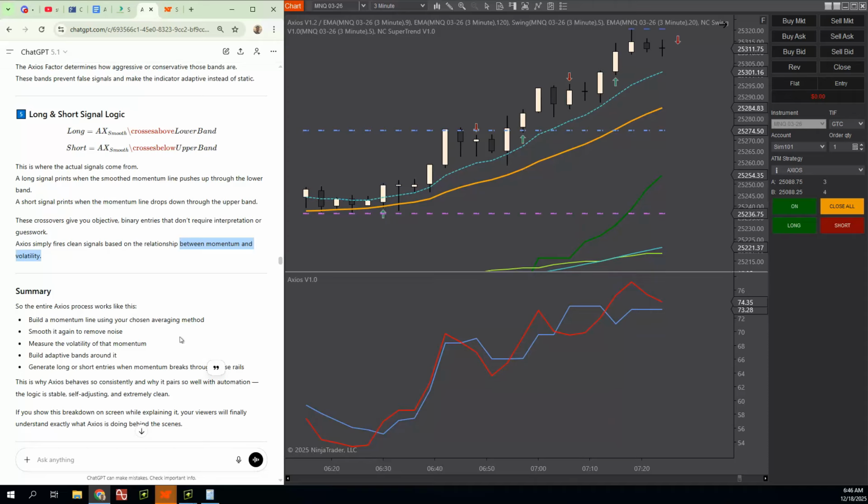Almost like an upper ATR band and a lower ATR band, like a... what's the thing I'm thinking of? Let me pause here in a second. Yeah, kind of like a Donchian channel, if I'm saying that right. So you'd have a band up here and a band down here when they cross over. Then it builds adaptive bands around it, then finally it generates a long or short entry when momentum breaks through those rails. This is why Axios behaves so consistently and why it pairs so well with automation. The logic is stable, self-adjusting, and extremely clean. So yeah, let's go ahead and look at that.